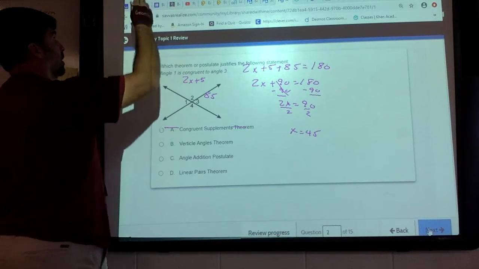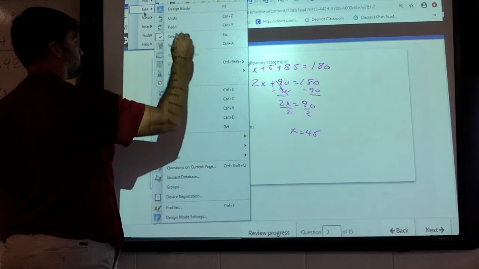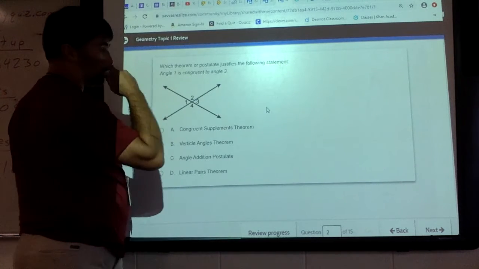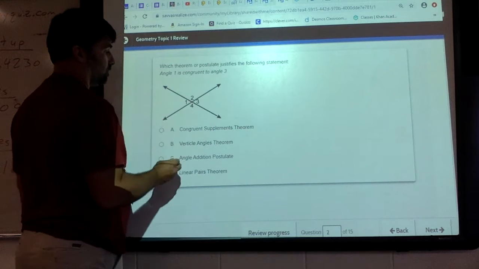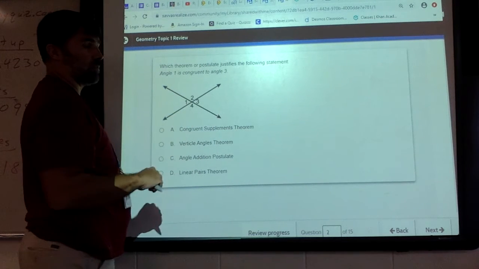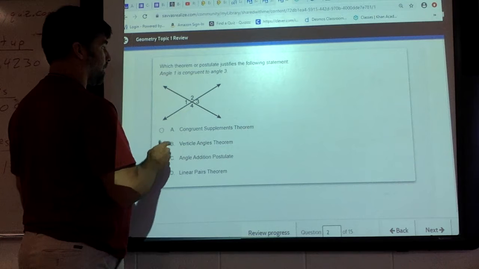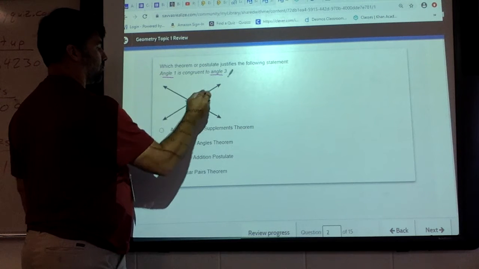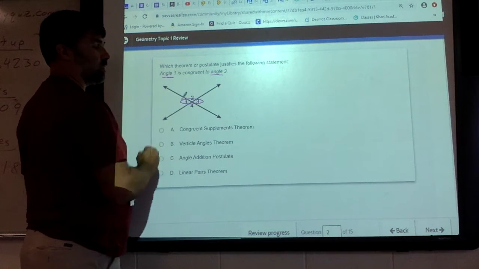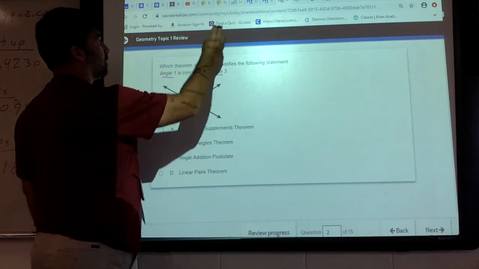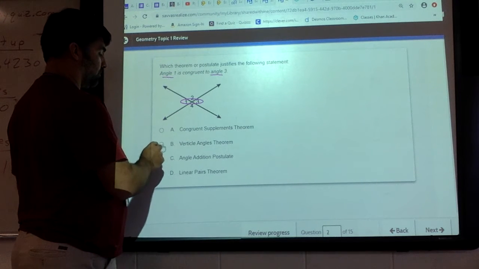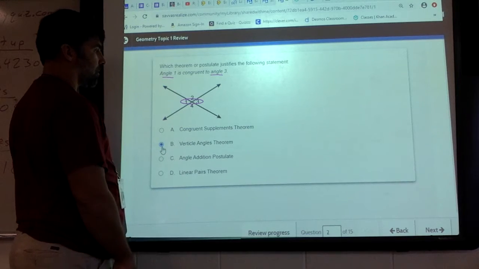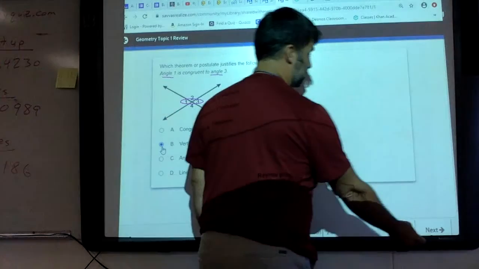Okay, number 2. Again, in the video before, I talked about vertical angles. So vertical angles are angles, right? The X tells you vertical angles is going to happen. So this talks about angle 1 and 3. So how are 1 and 3 related? Those are vertical angles. Okay, so that's just a simple little vocabulary term. Okay, so there we go with that one.